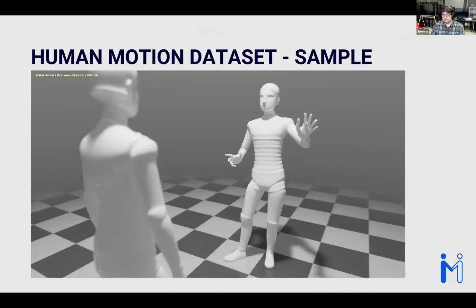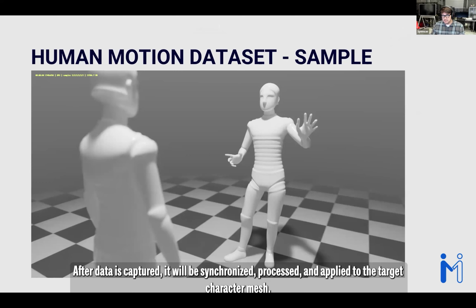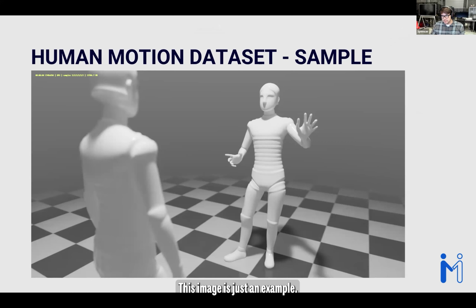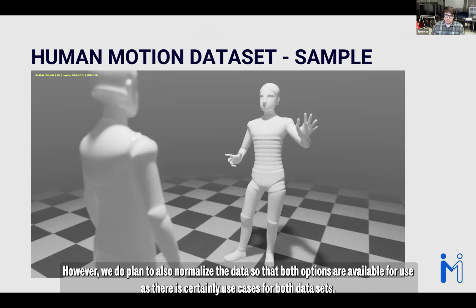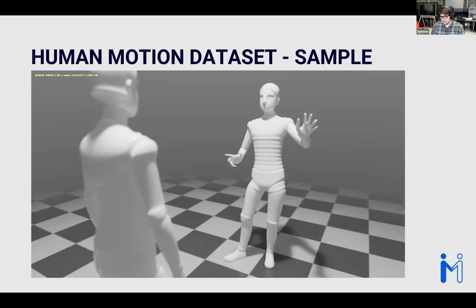Next slide, please. After data is captured, it will be synchronized, processed, and applied to the target character mesh. This image is just an example. Our final meshes will be proportioned based off of the scan of the performance. However, we do plan to also normalize the data so that both options are available for use, as there is certainly use cases for both data sets. Next slide, please.